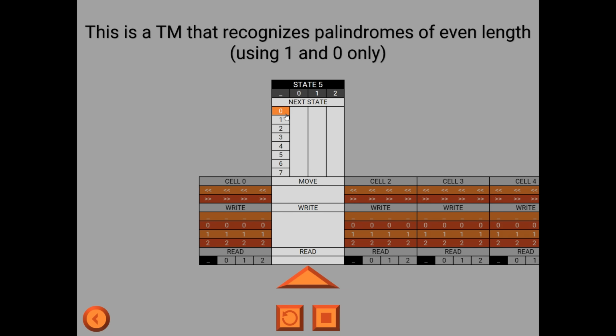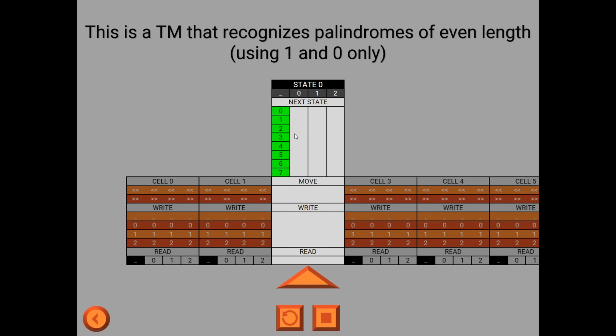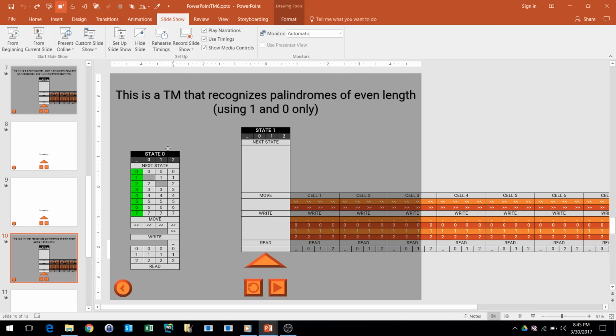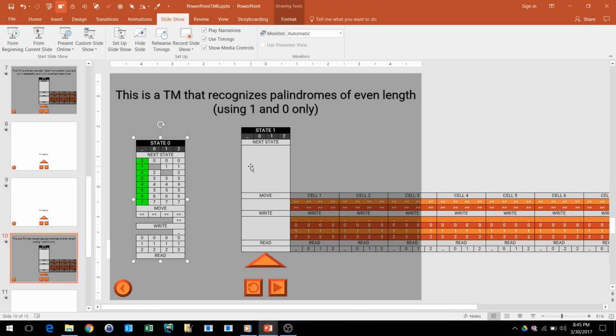So this should end up being accepted, and we can see that it does indeed end on an accepting state. And I could rerun that with another input, and it would reject accordingly, depending on what it is. So this is nice, but what we'd really like to be able to do is run any Turing machine in PowerPoint. Fortunately, this is easy because the PowerPoint Turing machine is programmed entirely using punch cards.